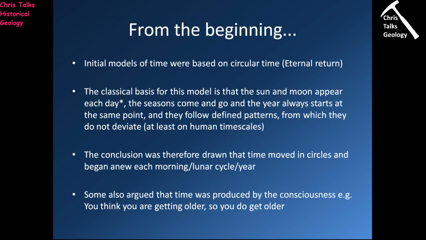So while thinking about geologic time, let's go all the way back to the beginning. Initial models of time were based on what's called circular time, also sometimes called eternal return. The classical basis for this model is that the sun and the moon appear each day, the seasons come and go, and the year always starts at the same point. So everything follows a defined pattern, from which it doesn't really deviate, at least on a human timescale.